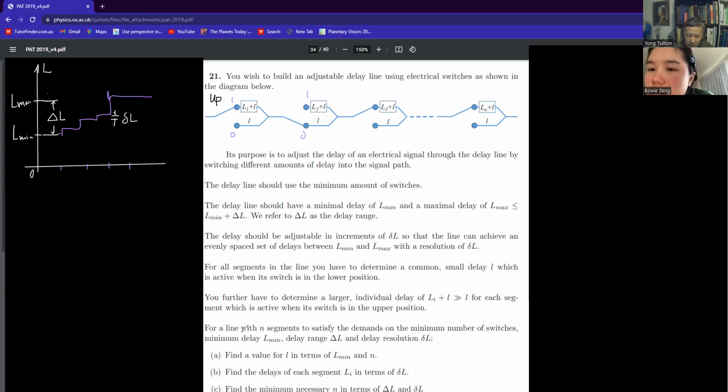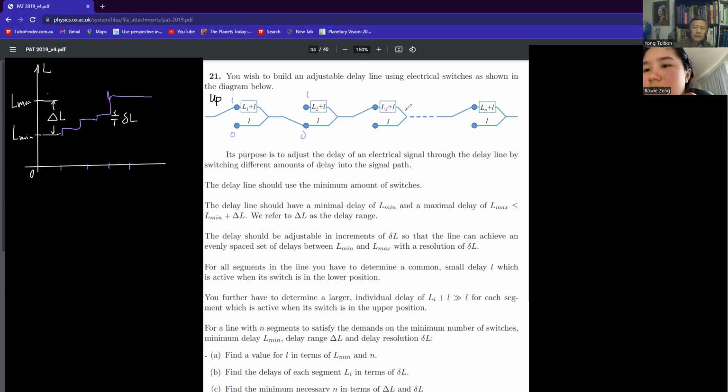So what they're trying to ask is a multiple choice question. For a line with n segments to satisfy the demand on the minimum number of switches, minimum delay, delay range, and delay resolution, first of all, find a value of L in terms of the minimum L and N. How can we do that?